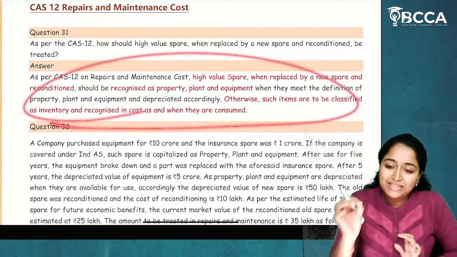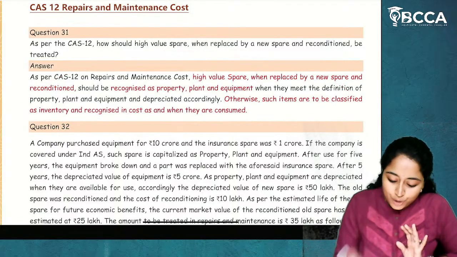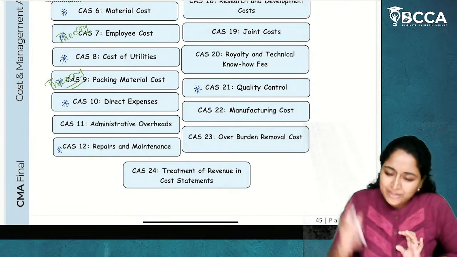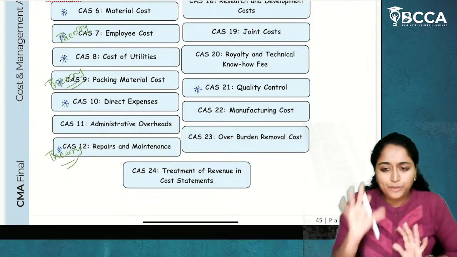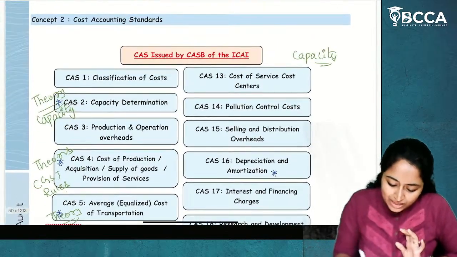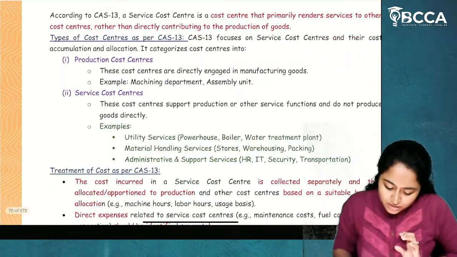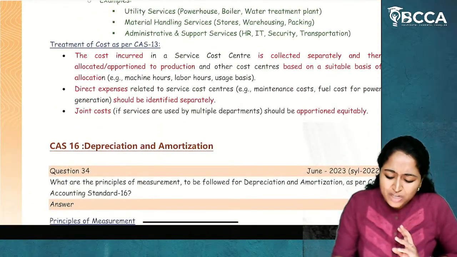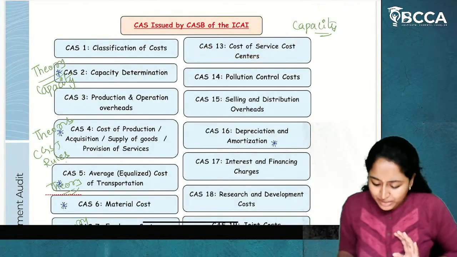So, you have to remember that particular point when you come to repairs and maintenance cost. I hope it's clear. For repairs and maintenance cost, the high value spare parts point is important. Only that point is important. Now, other than that, CAS 13, cost of service cost center. Regarding cost center, if you have enough idea, that's more than enough. Not much to be worried about.